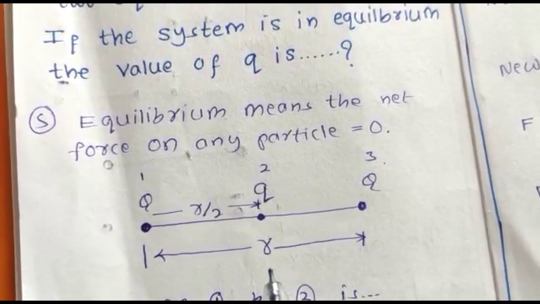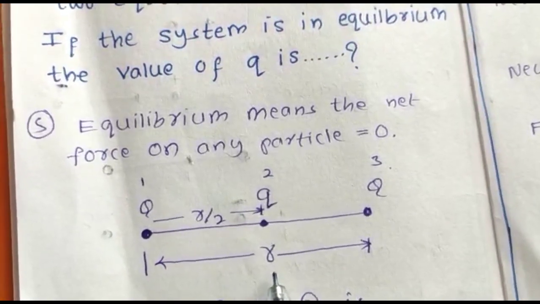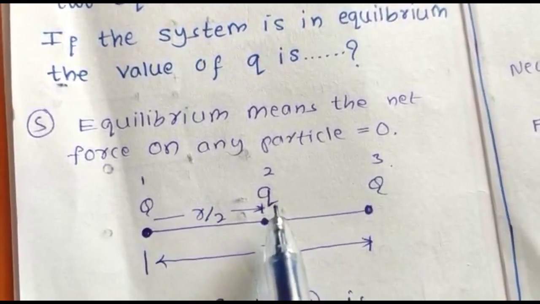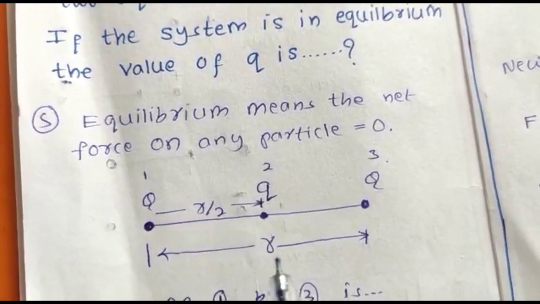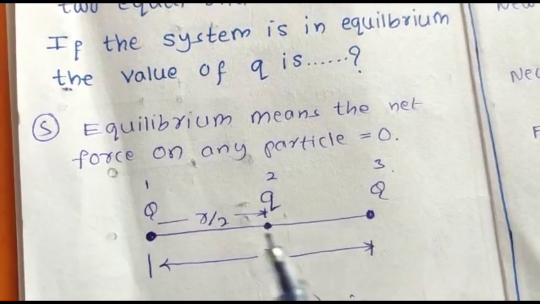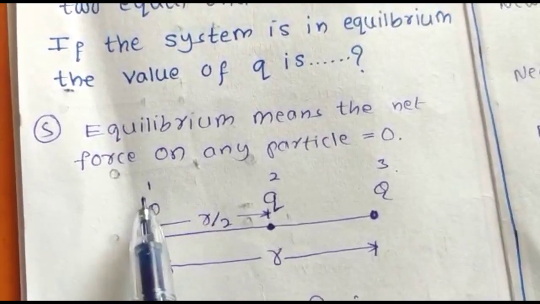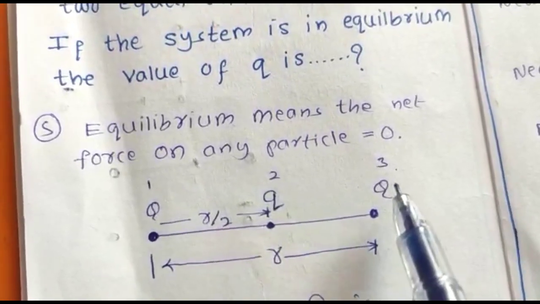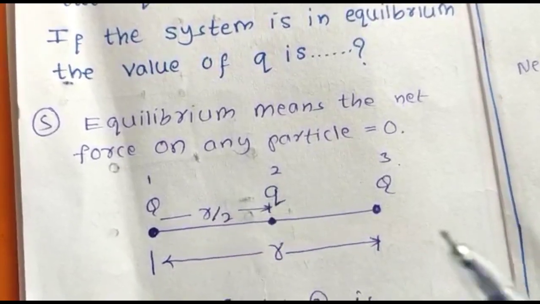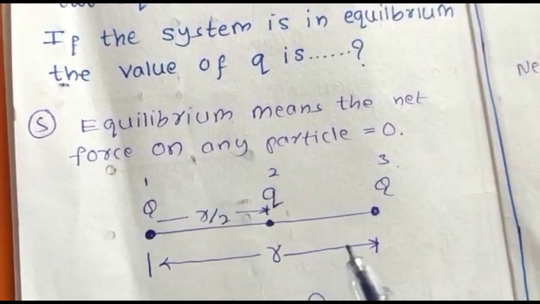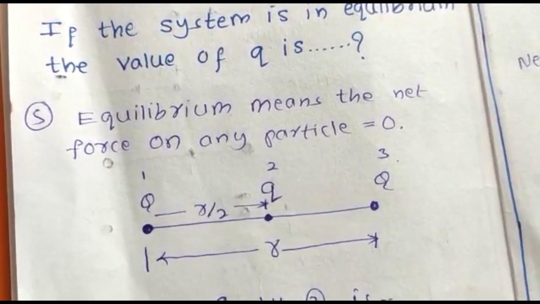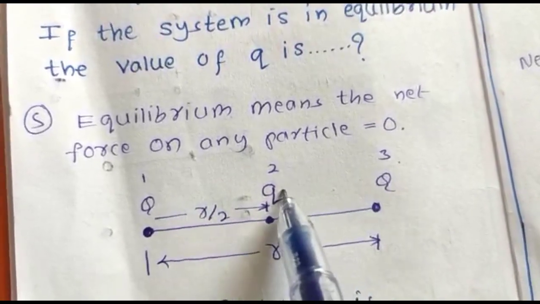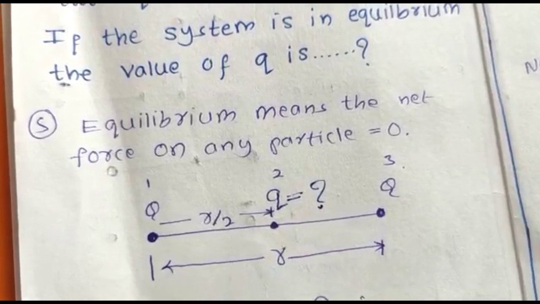And in between them, the distance is not given, so let us consider the distance. At the center of these two charges, they put one another charge, the charge q. Here the total system is in equilibrium. That means the force on the first charge, the force on the second charge, and the force on the third charge are also compulsorily 0. All three particles are under equilibrium condition. To keep the total system in equilibrium, the question asks what is the value of q.